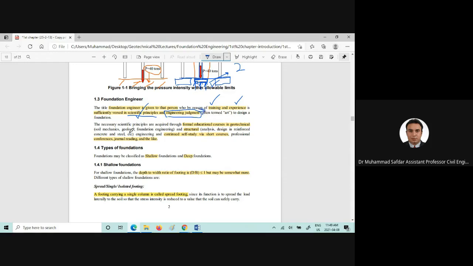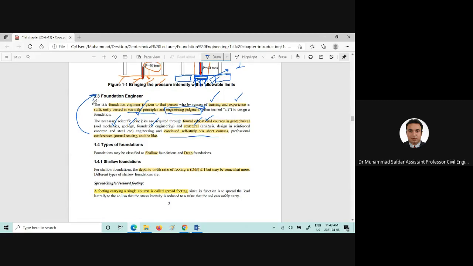Now, how can he develop the scientific principles? Formal education courses can be taken on soil mechanics, geology, foundation engineering, structural engineering, and you can also continue with self-study or professional conferences, journals, and all these kinds of academic activities. So this will ultimately make him a good foundation engineer.